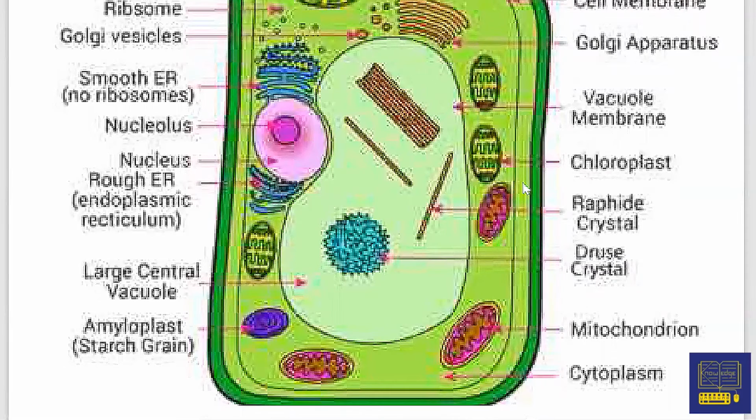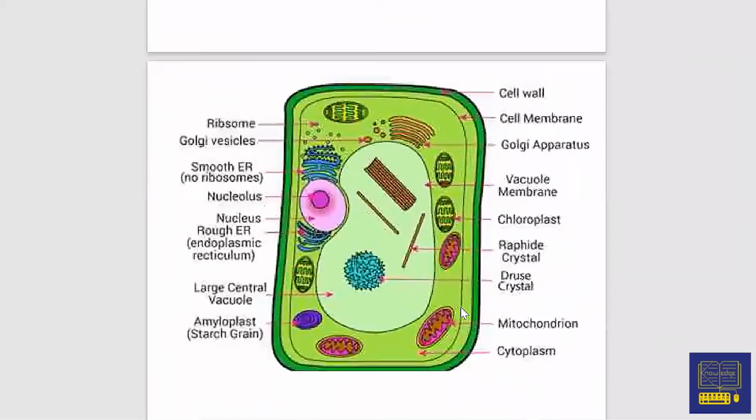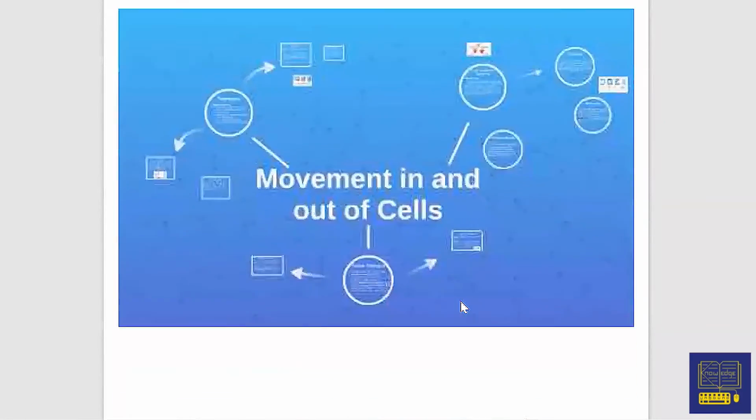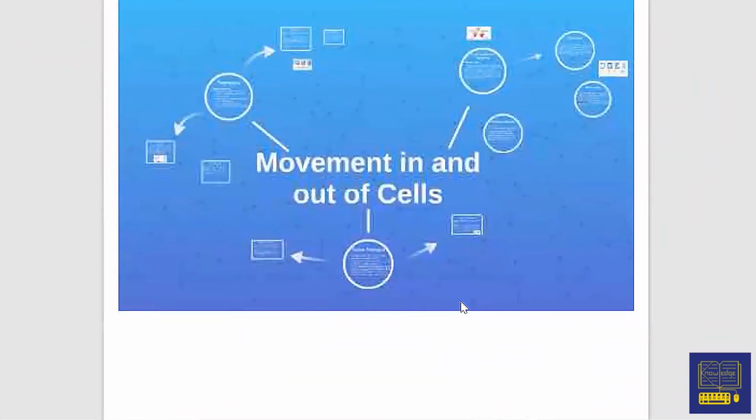Now let's talk about mitochondria. Here, you can see the mitochondria. They are double-membraned organelles and are found in the cytoplasm of the eukaryotic cell. They are also known as the powerhouse of the cell. Now let's move on to movements in and out of cells.